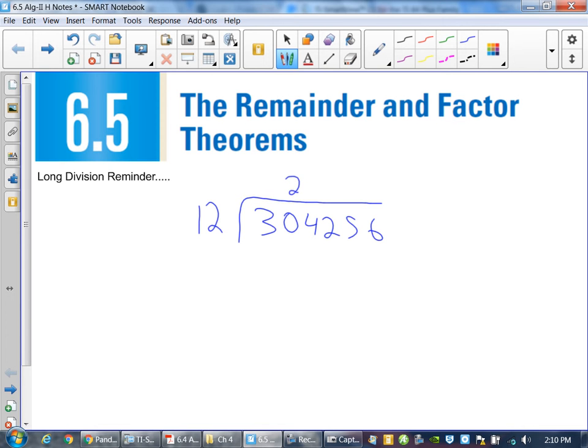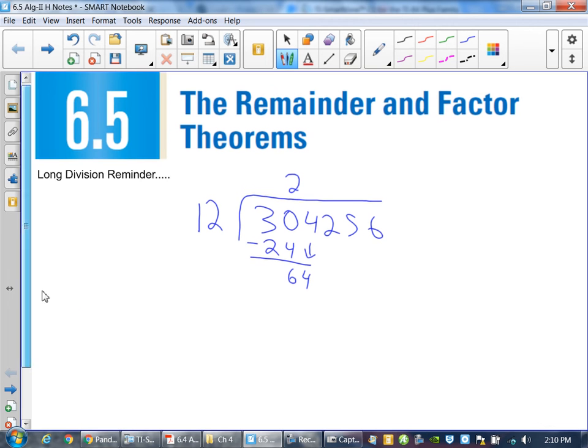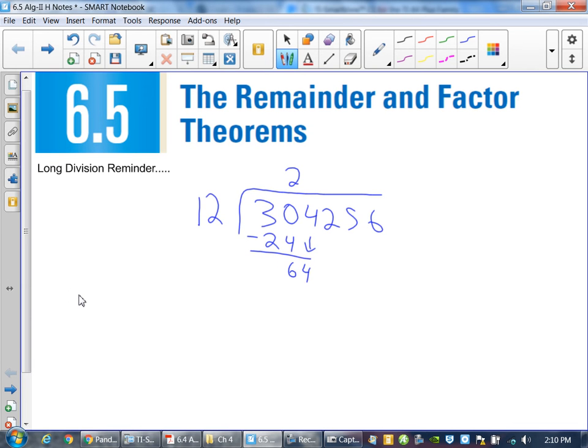12 times 2 is how much? And then I subtract. 30 subtract 24 gives you how much? 6. Drop the 4 down and you get 64. Now 12 into 64. How many times? 5. Very good. So we put a 5 here. 5 times 12 is how much? 60. Good. Subtract it out, you get a 4. Drop the 2.